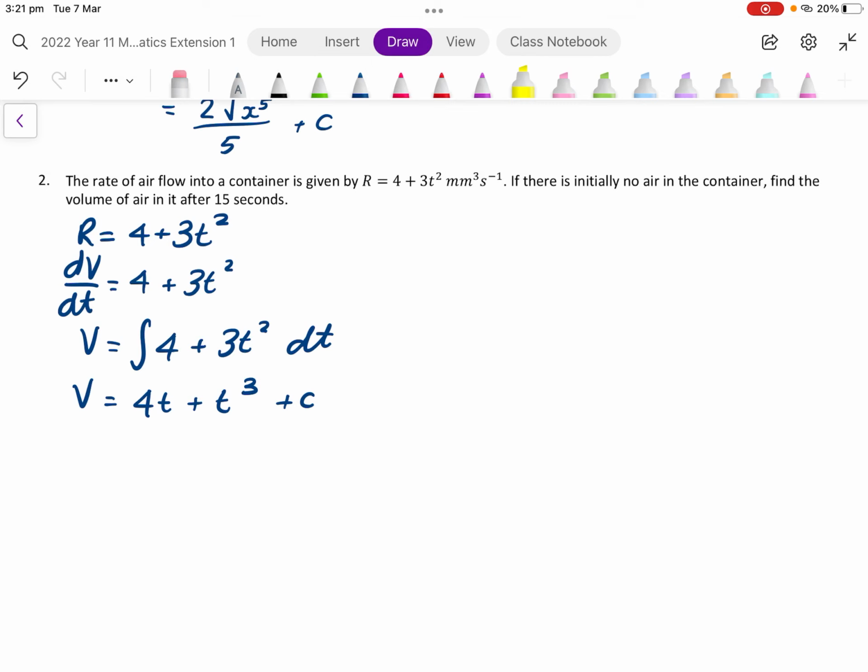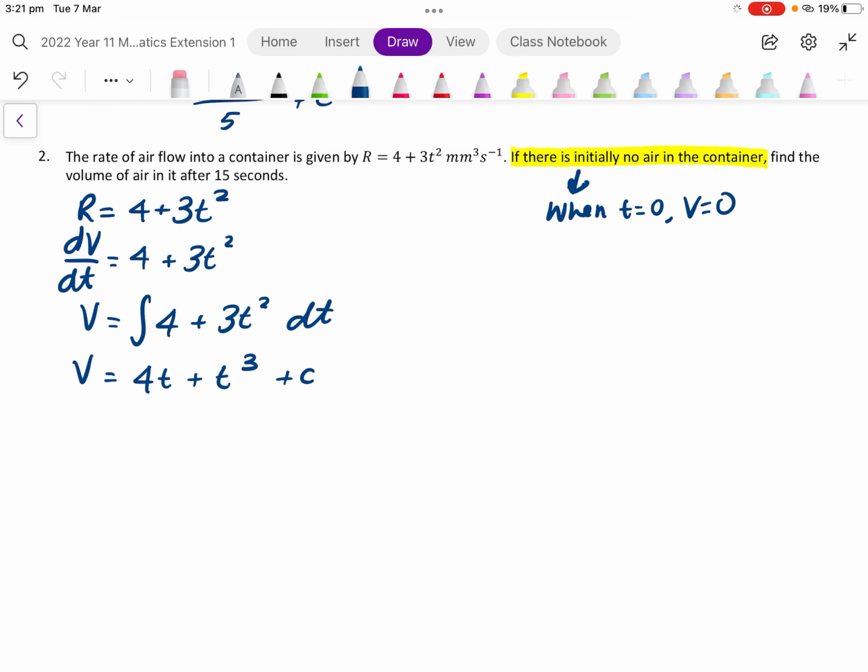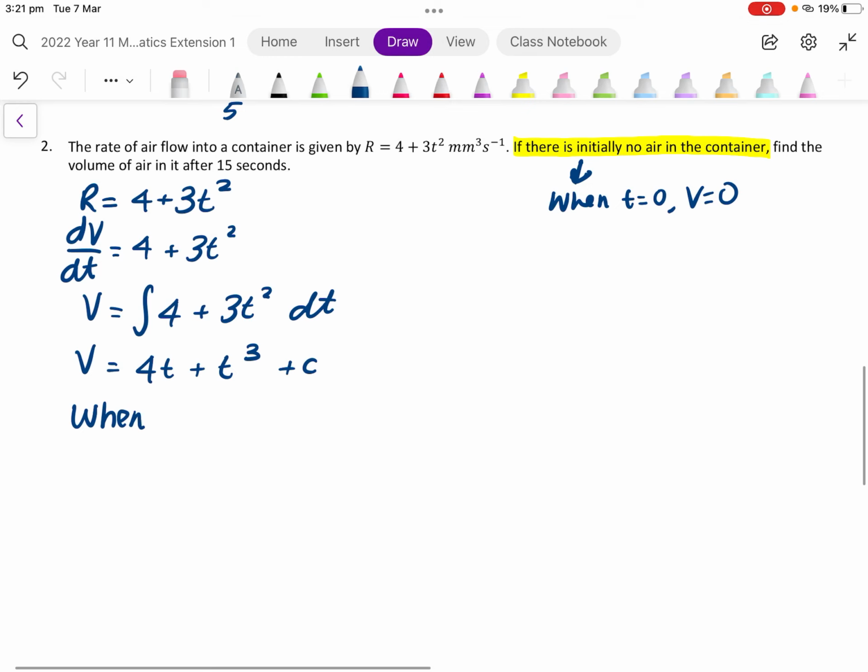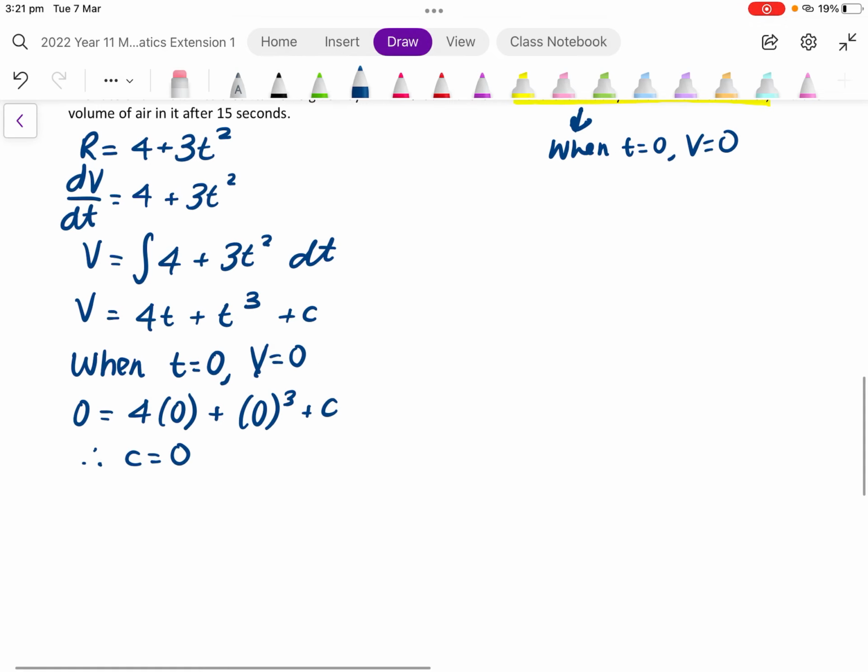In our question, we're told there is initially no air in the container. So remember, initially means when t equals 0, we'll have that V equals 0, because there'll be a volume of 0 of air in our container. So we want to substitute that in, and that is going to give us our c value. So we'll have 0 equals 4 lots of 0 plus 0 cubed plus c. So therefore c equals 0, and therefore our volume equation is 4t plus t cubed plus 0.